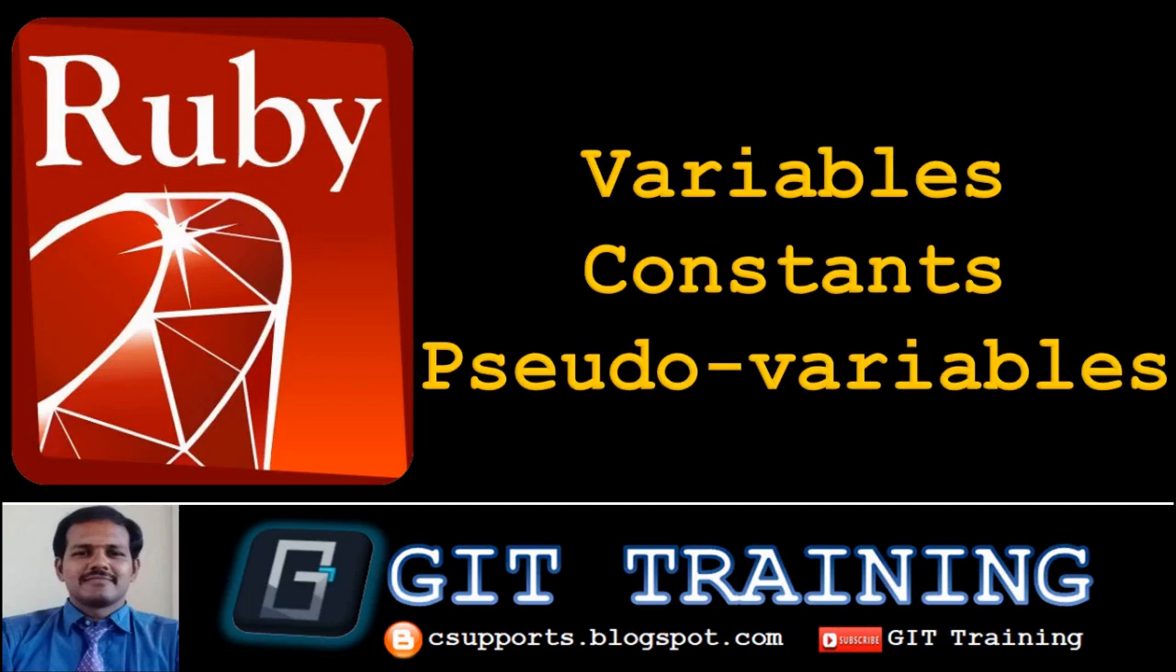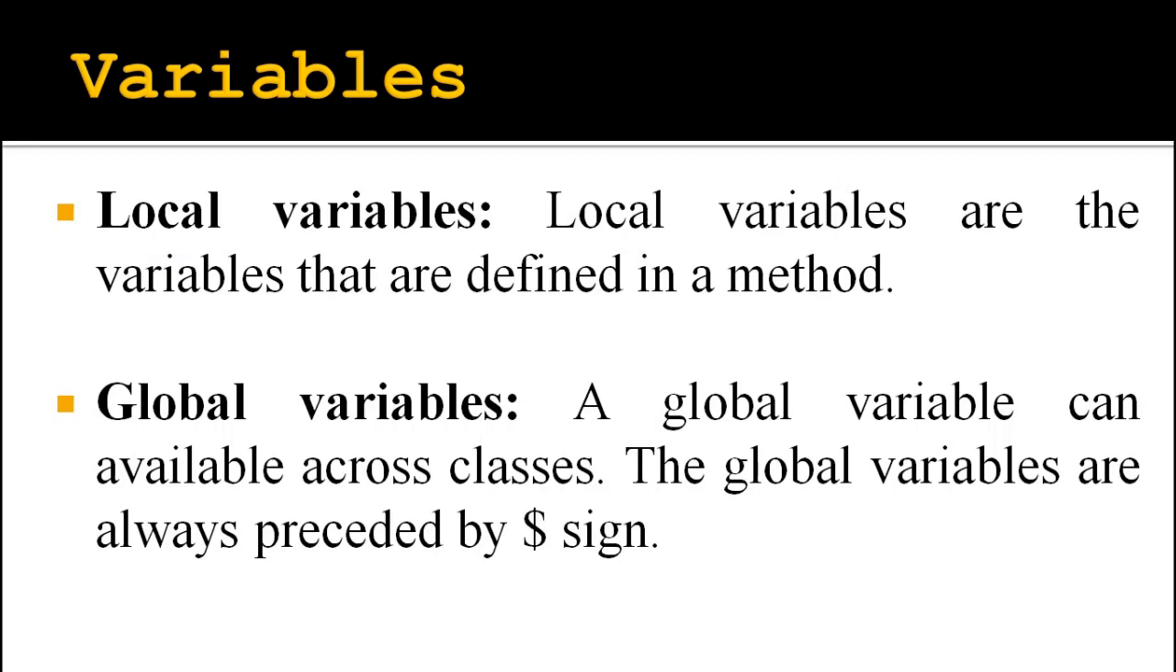Hi everyone, in this video we learn about variables, constants, and pseudo variables. What is meant by variable? A variable is a data name for a memory location which holds any type of data.